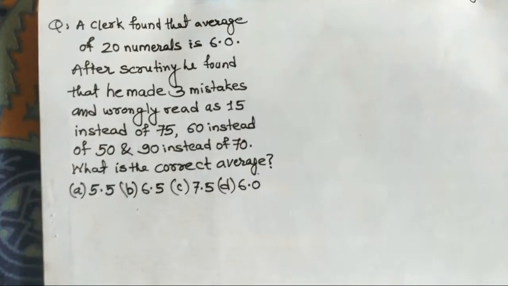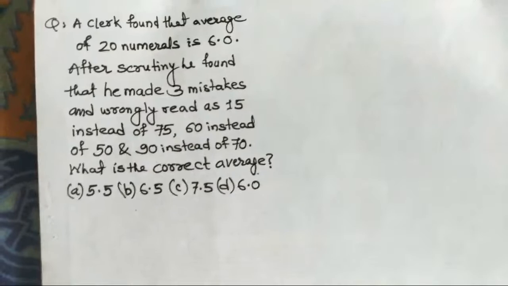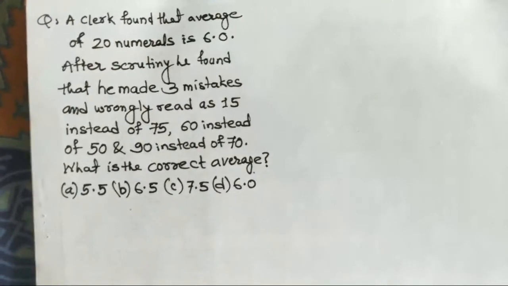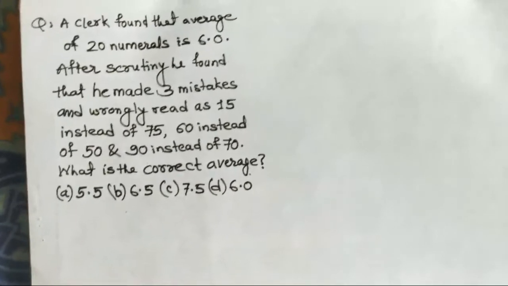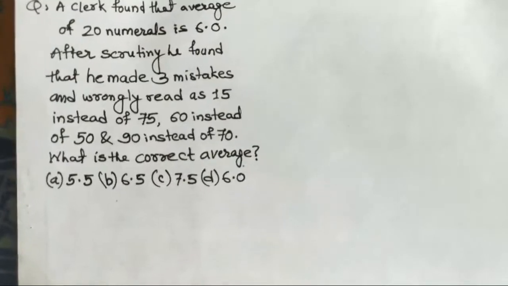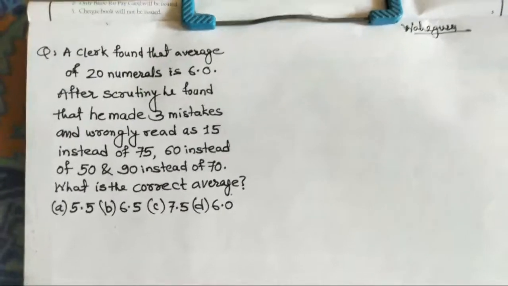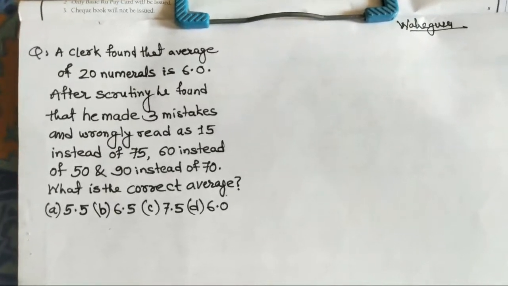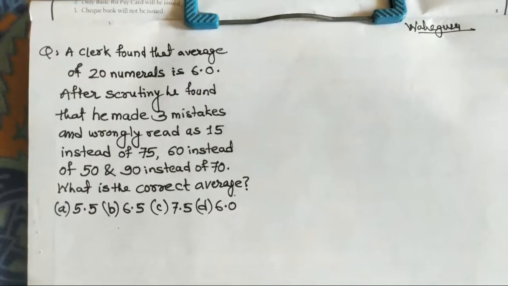wrongly read as 15 instead of 75. First mistake is 15 instead of 75. Second mistake is 60 instead of 50, and third one is 90 instead of 70. So if we take correct values, then what will be the correct average? Options are given. First option is 5.5, second is 6.5, third is 7.5, and fourth is same as 6.0.